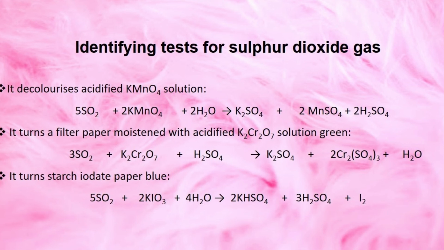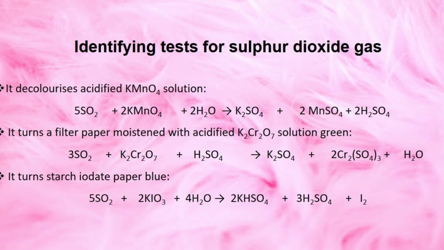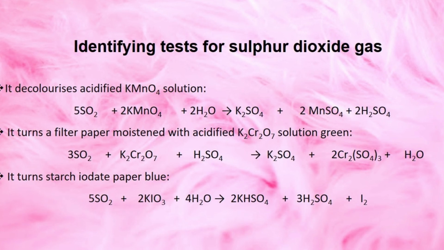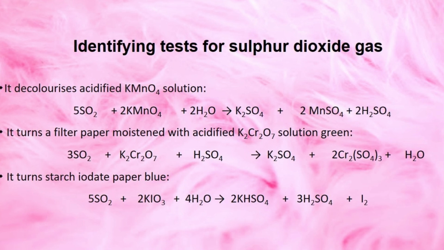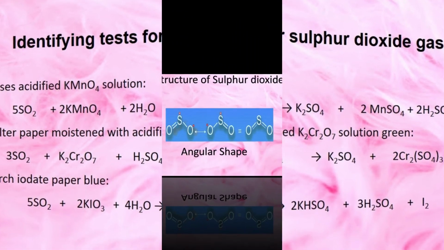Sulfur dioxide also turns starch iodate paper blue. That is, sulfur dioxide, when treated with potassium iodate, gives potassium hydrogen sulfate and iodine. Due to the formation of iodine, the starch iodate paper will turn blue on reaction with sulfur dioxide.